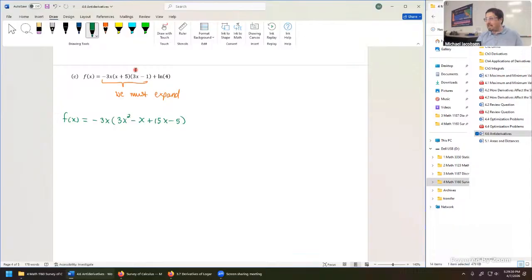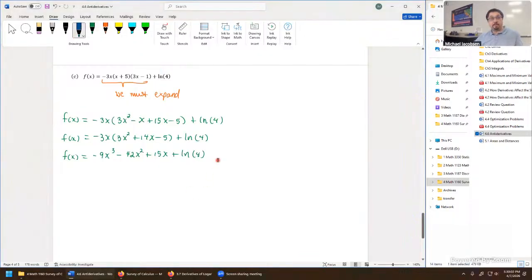That feels like deja vu. I think we have done that once before already with the quotient version. Then plus natural log 4. Then this becomes -3x times 3x squared plus 14x minus 5, plus the natural logarithm of 4. Then we can distribute the -3x inside to get -9x cubed minus 42x squared plus 15x plus the natural log of 4. So that's its fully expanded form.